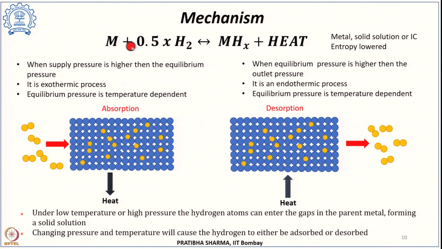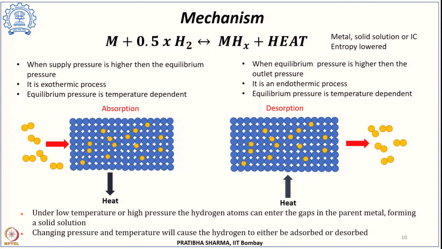So, the formation of metal hydride from metal and hydrogen is an exothermic reaction, heat is released. However, the reverse of it, that is getting the hydrogen or release of hydrogen from these metal hydrides, is an endothermic reaction. That means we have to supply heat to the metal hydrides in order to get this hydrogen back. So, the discharging process or the reverse reaction is an endothermic reaction.